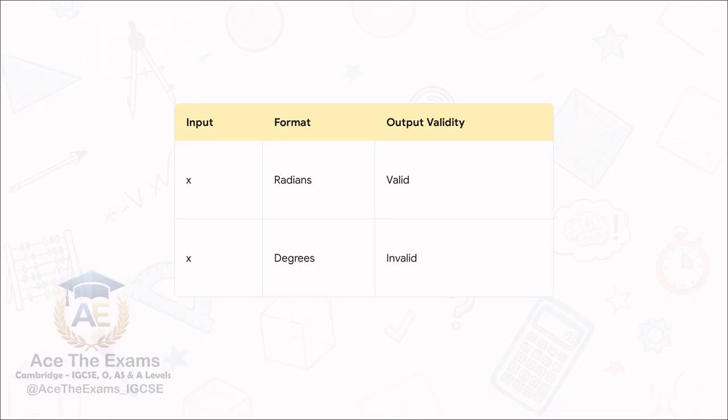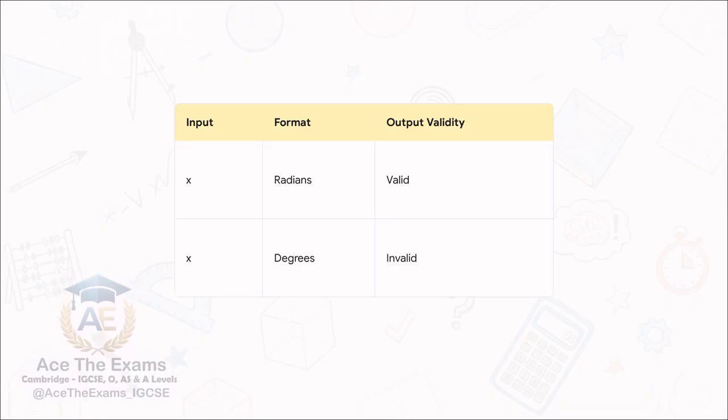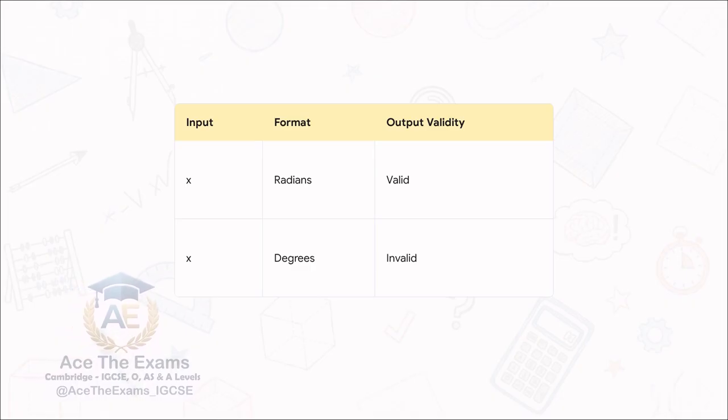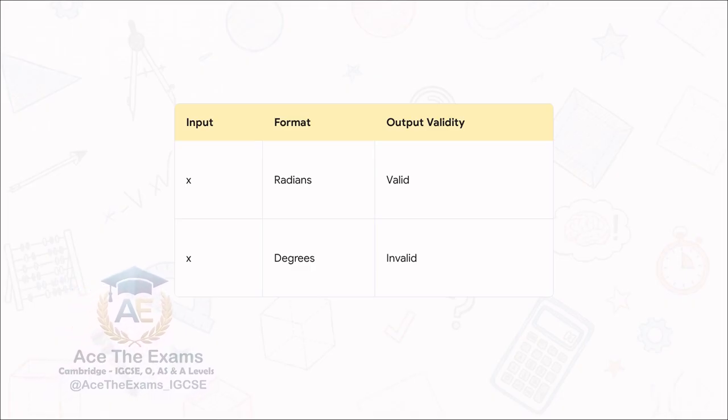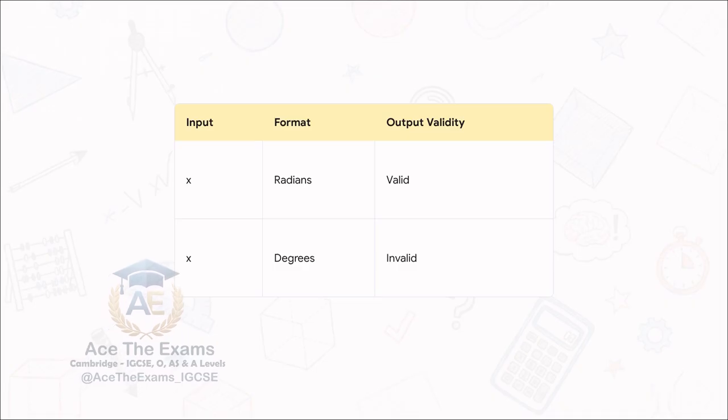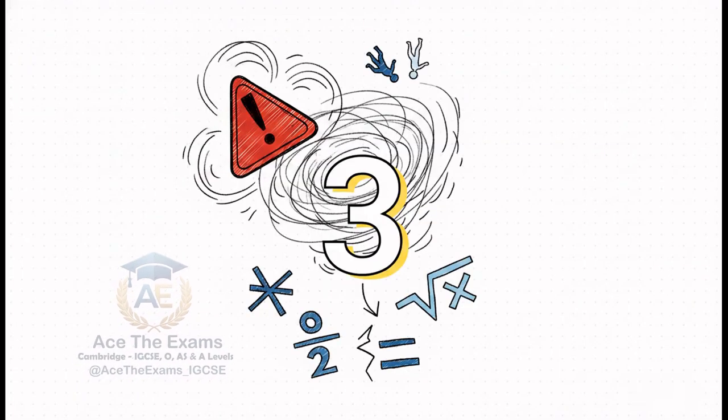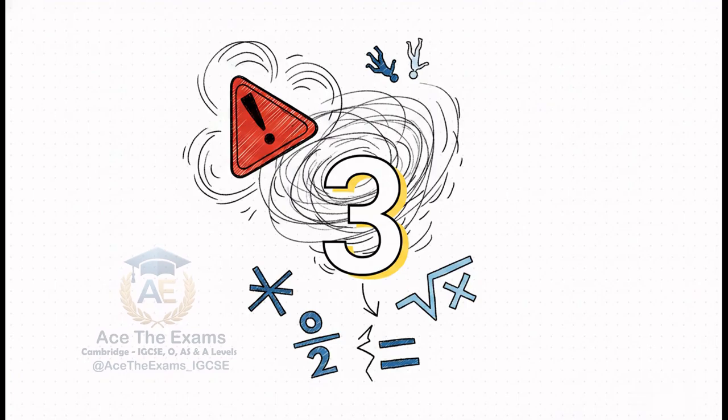If you spotted that the outputs only align with standard calculus derivatives when the input column is explicitly defined in radians, then congratulations. Your data extraction skills are exactly where they need to be for a top grade. Let's take all these insights and see how they build right into our next critical concept, the magic number 3.